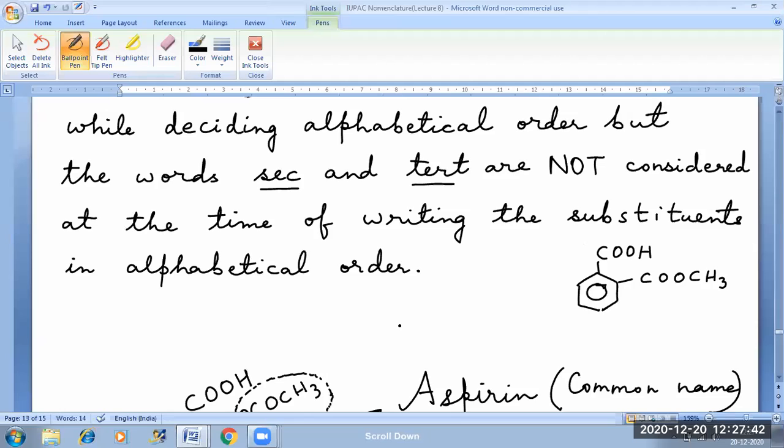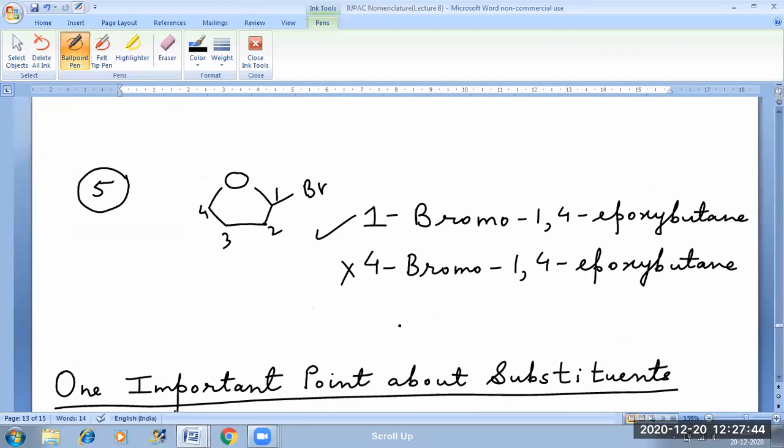So could you show the fifth example? Sir, when numbering the epoxy ones, do we have to give them also preference that they should get the lower number? Yeah, same thing. Everything is the same. There is no separate set of rules for epoxy compounds. Everything is exactly similar to what we have done earlier.